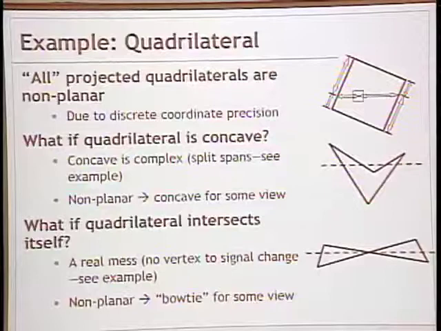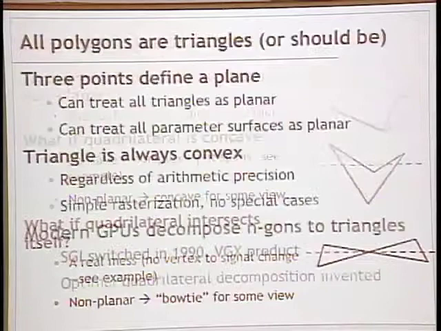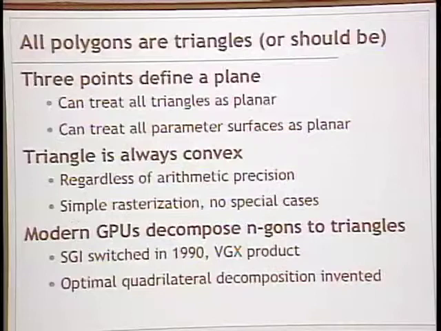So, any modern graphics pipeline actually only renders triangles. All polygons are triangles. Whatever other polygon we get, the first thing we're going to do is turn it into a bunch of triangles because we know how to rasterize triangles. We're not going to have any of these special cases here. Triangles are always convex. They're always planar. Easier rasterization and so on. So, triangles are great. We're sticking with triangles.